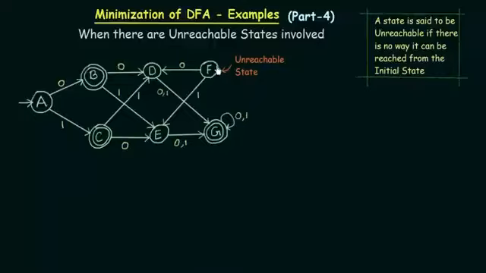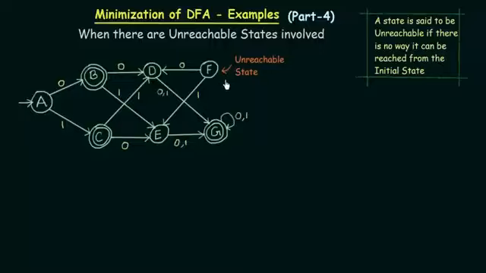In the DFA that we have here, we see that F is called an unreachable state. And why is F an unreachable state? That is because there is no way in which F can be reached from the initial state. Here we have our initial state as A, and if you observe carefully, you see that there is no way in which you can reach F from this initial state A.